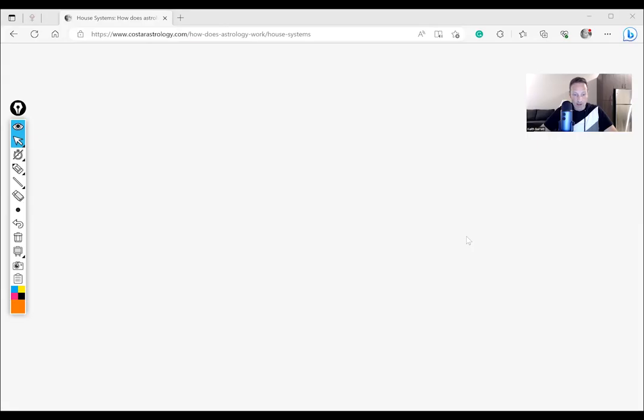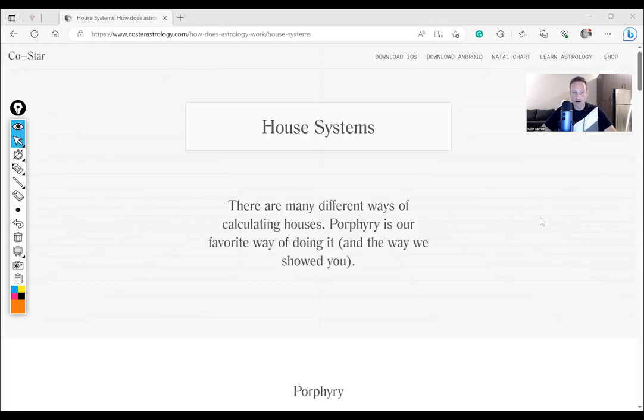I'm going to share the CoStar website because I think they do a pretty good job of illustrating and explaining these house systems. This is the CoStar website, and I will link it in the description below. It's an astrology application that you can download on your phone, and it'll give you interpretations, transits, and a bunch of information. I don't personally use it. I think I downloaded it once, used it for a little bit, and don't use it anymore. But I really like the way they describe the house systems on their website.